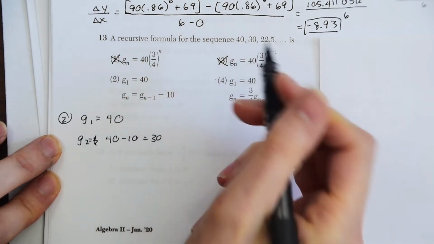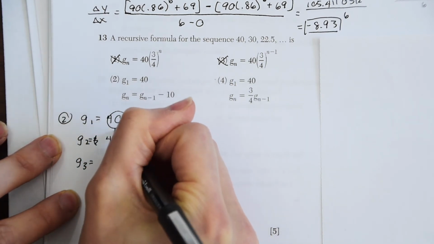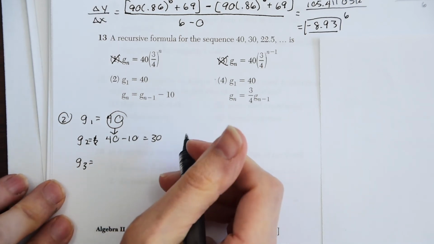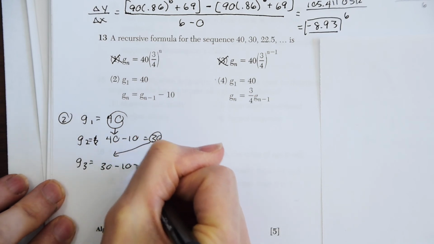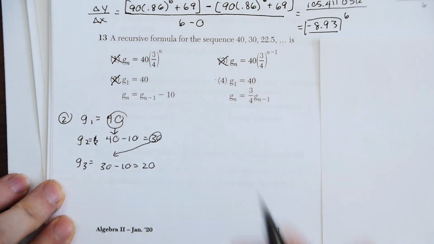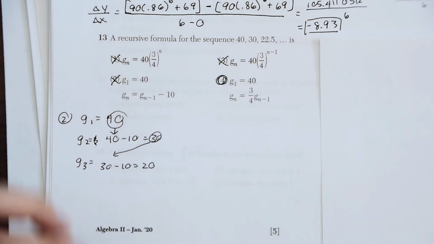That also checks out. Let's keep going. And the third term, so we're just plugging this in. And I have a video on recursive formulas, if you want to check that out in more detail. I'm just doing this assuming that you know how to do them already. So now we have 30, we're going to plug it in over here. 30 minus 10, which gives us 20, which does not match 22.5. So this is also not the answer. So that means by process of elimination, choice 4 is definitely our answer. But let's look at it in more detail and see why.